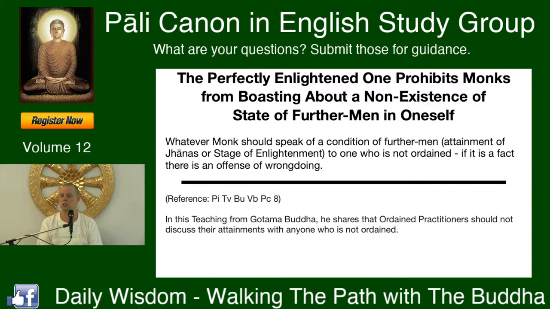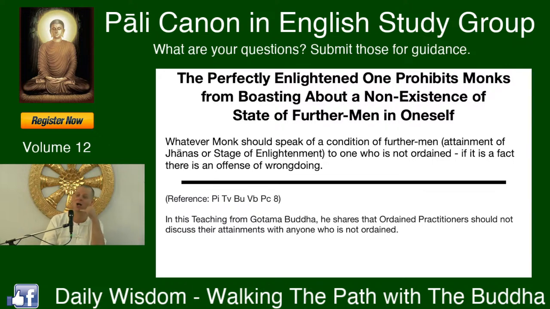Or you might talk to your teacher saying that you think you're in the first stage or the second or the third or the fourth stage of enlightenment. And then the teacher can actually help you to figure that out. And then you'll know how to grow from that point forward. So these attainments of the jhanas and these four stages of enlightenment, it's not like a badge that you walk around and you talk about and you boast about. It's not something you put on your Facebook page.